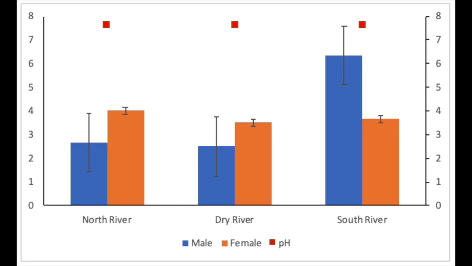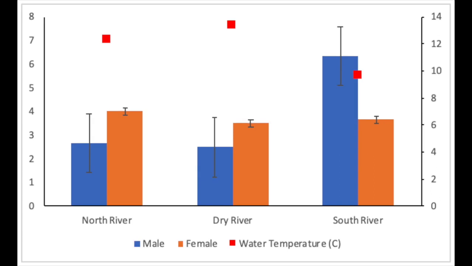Figure 2 shows a comparison of average male to female ratios in each river we sampled. We also included pH levels on this graph to show any differences. The first y-axis is the average number of crayfish caught. The second y-axis is the pH measurement. The x-axis shows male to female ratios in each stream.